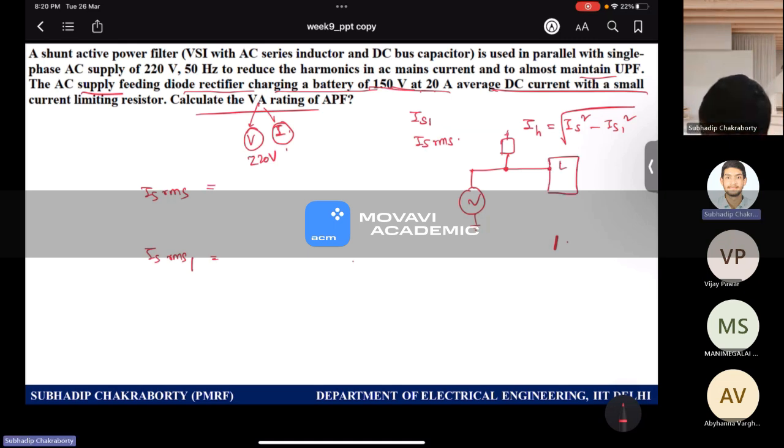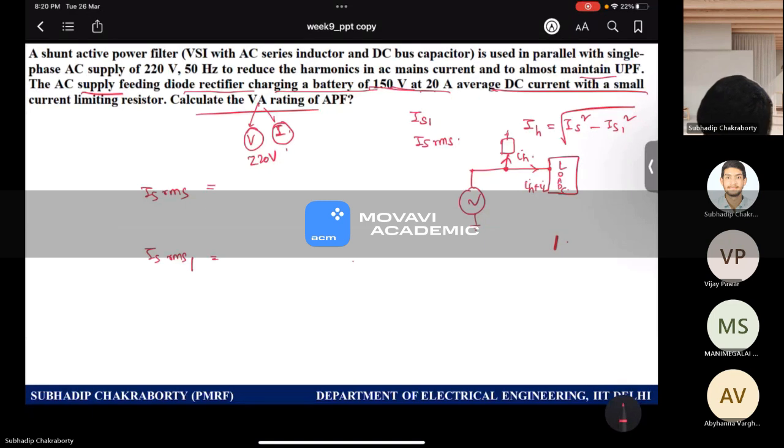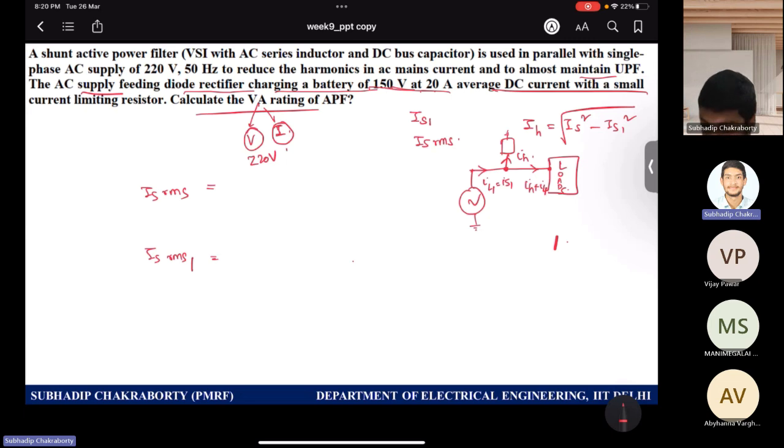So these are the loads. This will draw I harmonics, and this will draw I harmonics plus IL, and this will be IL1. There is the fundamental of the load, the supply will power. Okay.